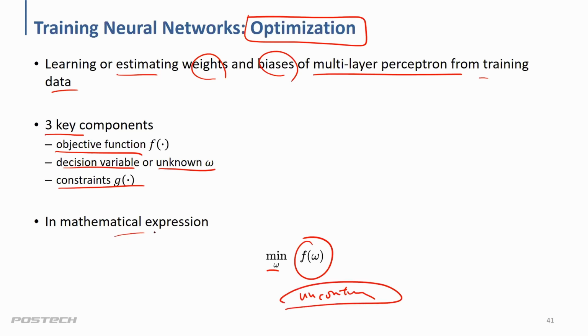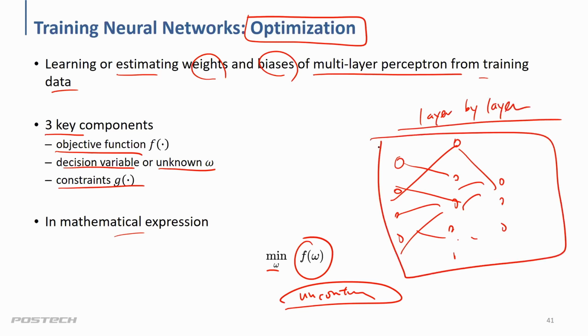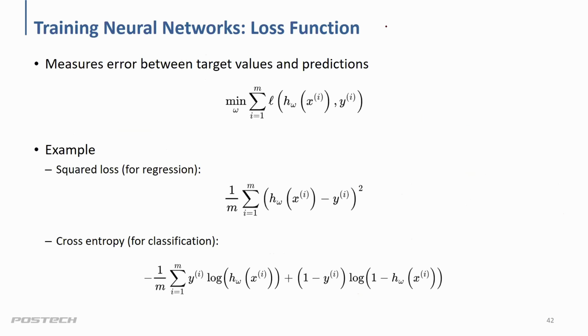But the constraint is that they have a very unique structure, like that. You have all the connections, layer by layer. That's the unique structure that I need to predefine. So I can convert this problem into an unconstrained optimization problem, to vary all the weights and bias to minimize the objective function that I'm going to define. So, the objective function.